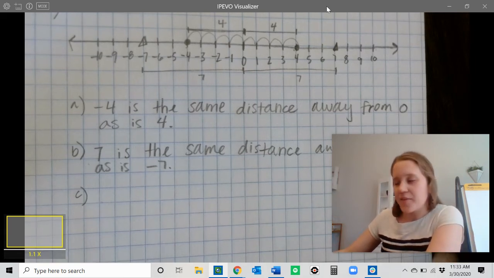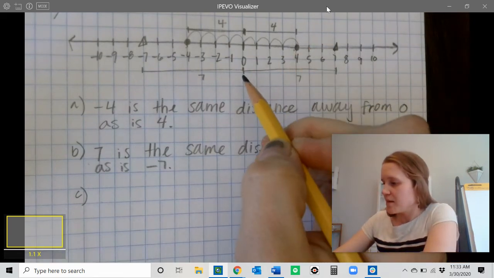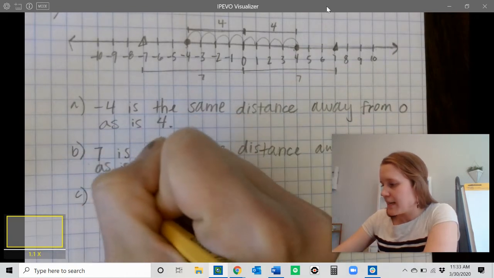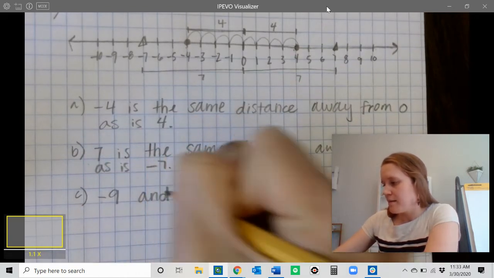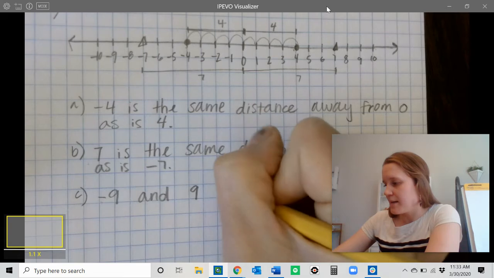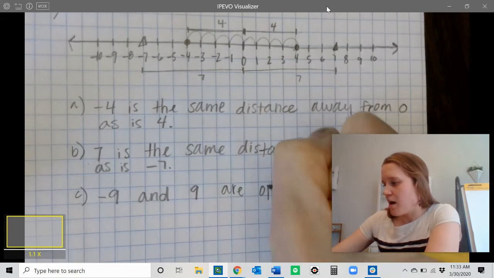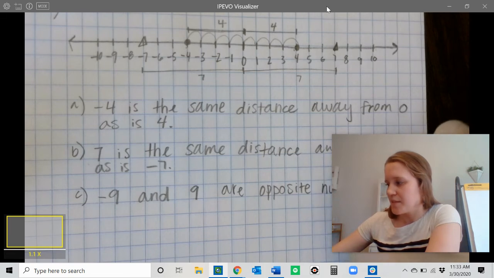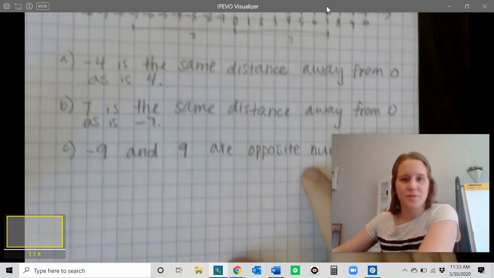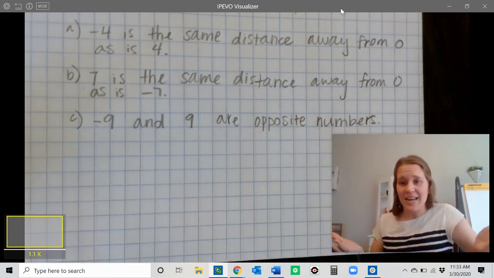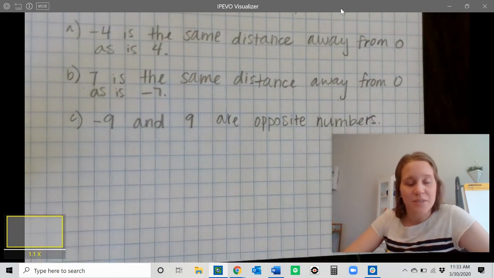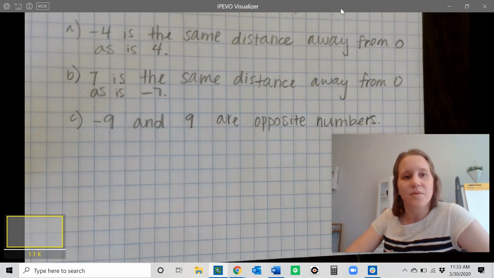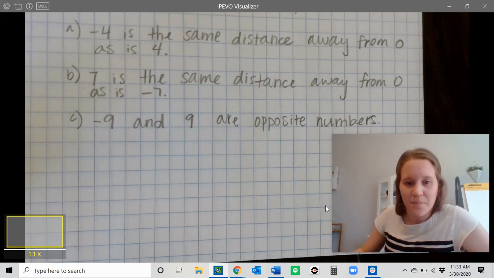All right, I will give you another example. The number -9 and the number 9 are opposite numbers. Or you can just say they're opposites. You could have said any pair of numbers that were the same distance from 0. So 1 and -1, or 6 and -6, for example.